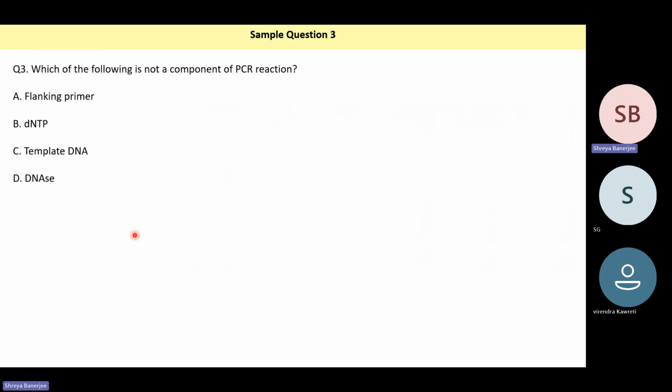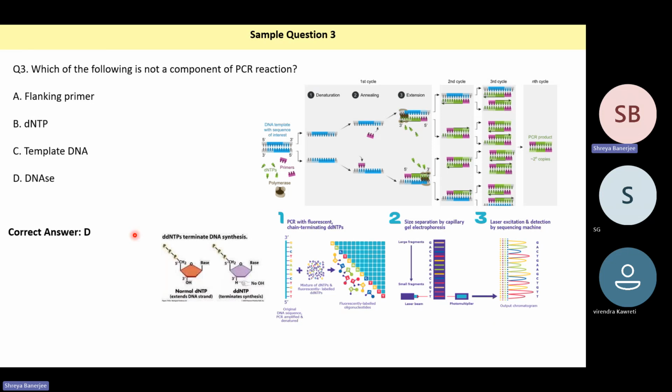The next question is asking, which of the following is not a component of PCR reaction? So the answer to this is DNase, because in PCR, flanking primer is important. Flanking primer is basically you have the template, the initial primer that is attached to the 3' end of the template is the flanking primer. To that primer, all the other nucleotides is attached. So this is definitely present.